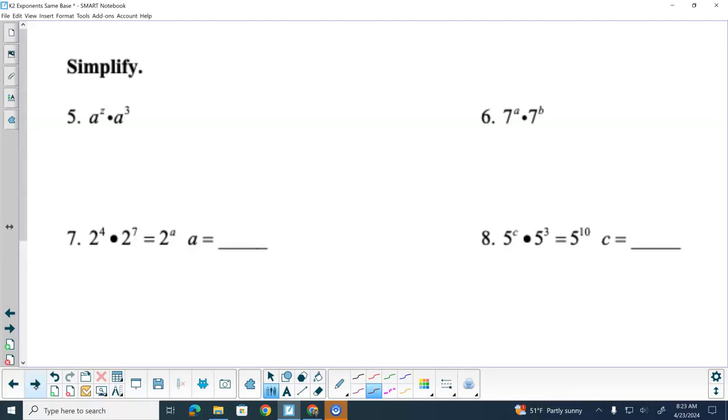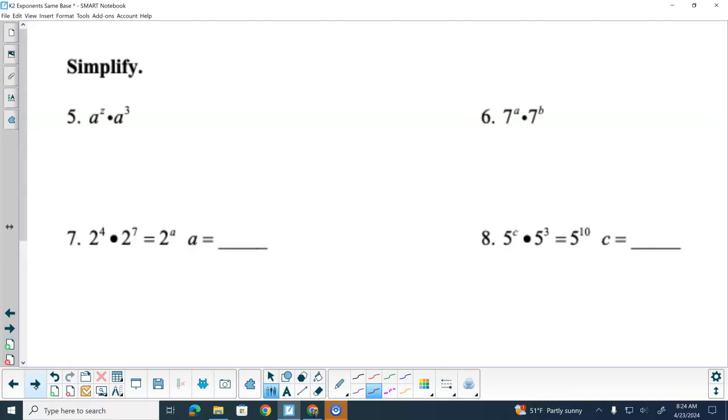Okay. First question, do I have the same base in number 5 here? Yeah, they're both a's, right? So they're the same, okay? What was the rule that we learned at the bottom of the last page? You can flip your page over, it's okay. Way down there at the bottom, what's the rule? Same base, so if we're multiplying, we add the exponents, right?